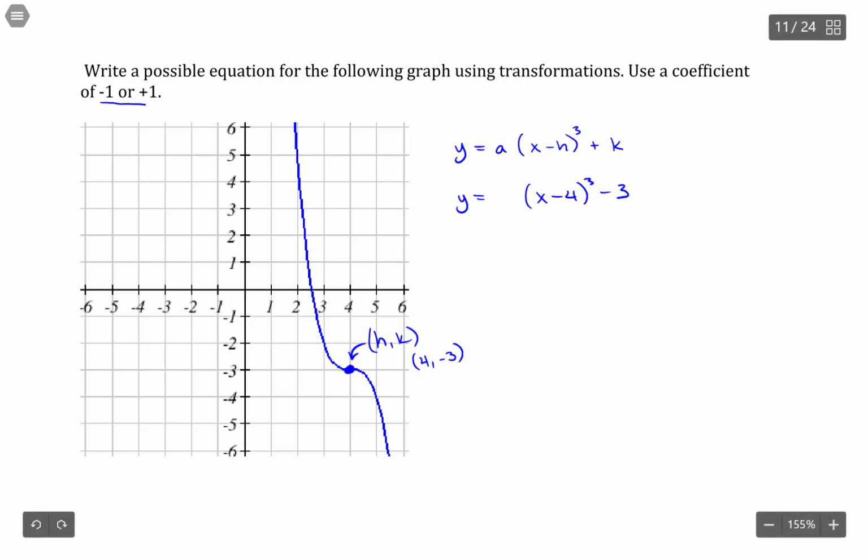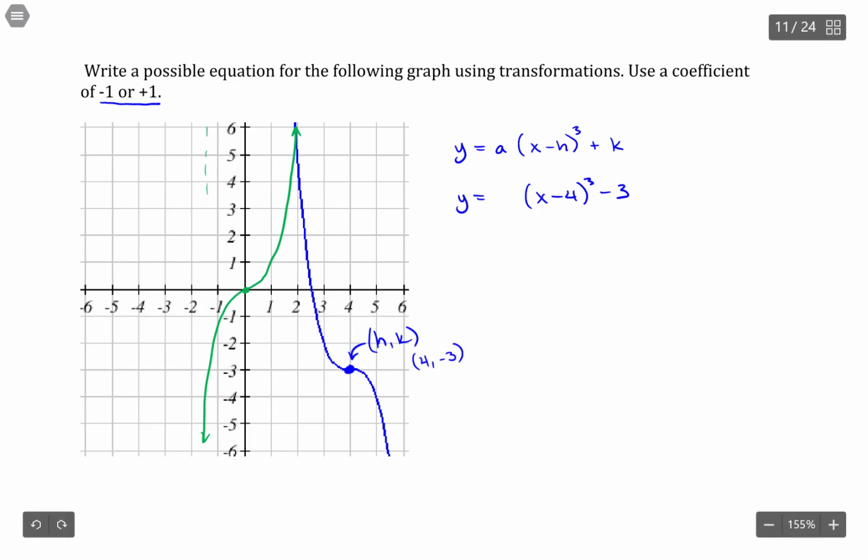We're told here to use either a coefficient of +1 or -1. If it's +1, obviously we're not going to write anything in, but if it's -1, we'll just put the negative sign in. Now in this case, the graph of x cubed, the normal graph of it, starts at the origin and looks like this. This one has been flipped.